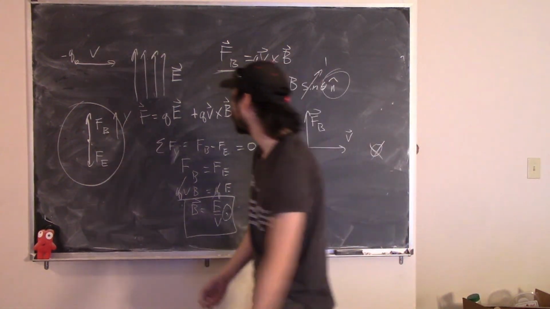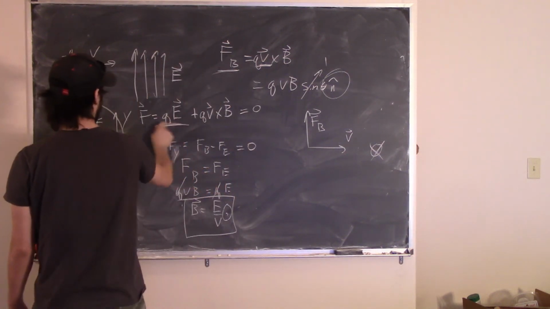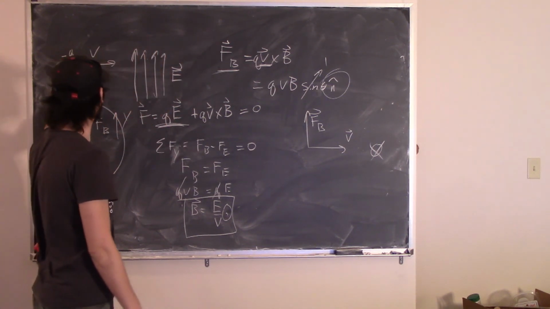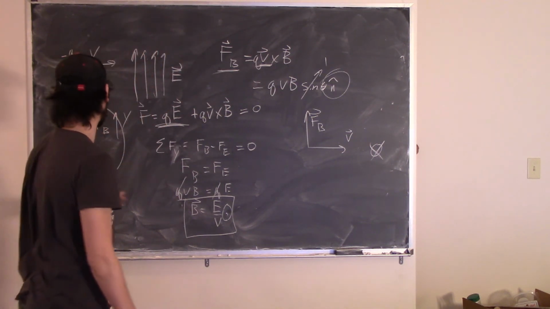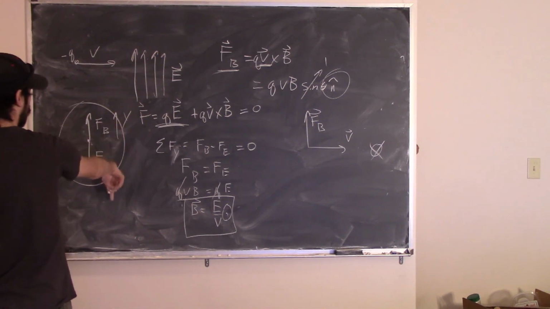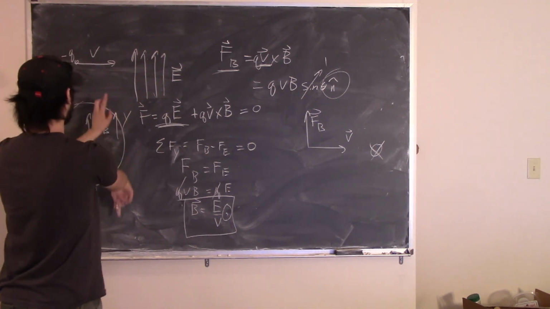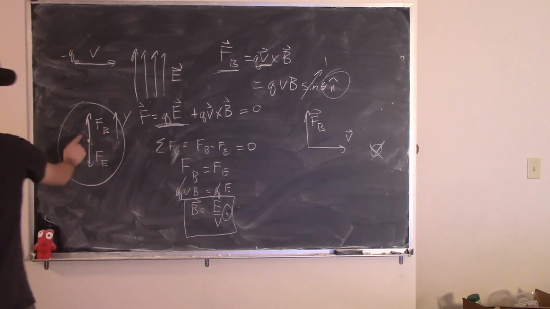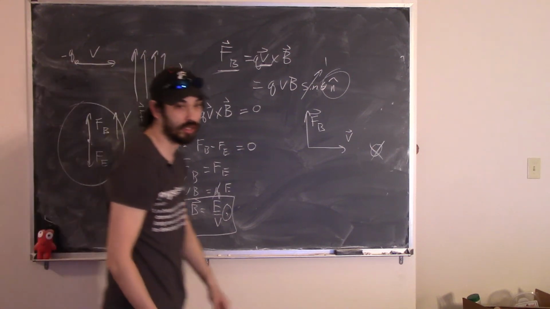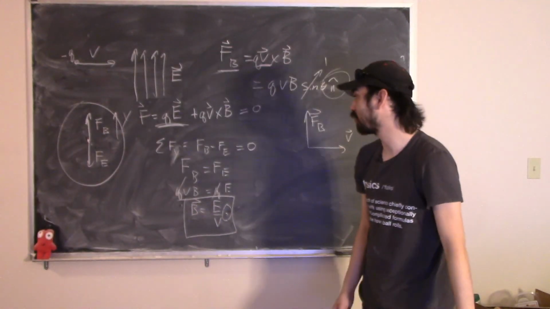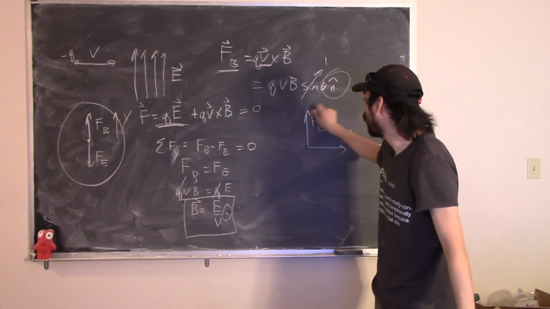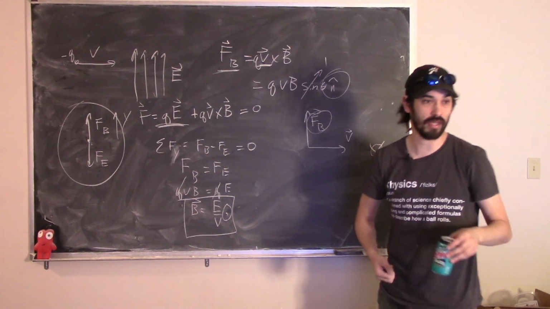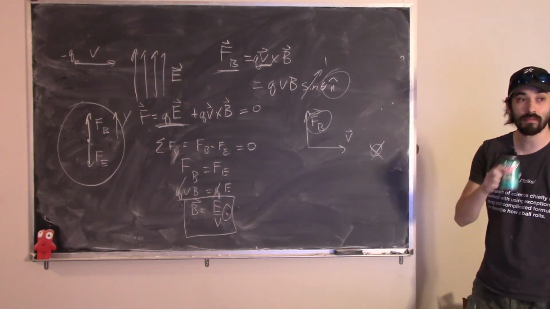I can determine what the direction of the electric force is by saying it's going to be Q times the electric field. But this Q is negative, the electric field points up, so that says that the electric force points down. And so in order for this system to move through undeflected, my magnetic force needs to be opposite of the electric force. And so that's why the magnetic force has to be pointing up. Okay? So I'll pause here to see if anybody has any questions about this one before I move on.